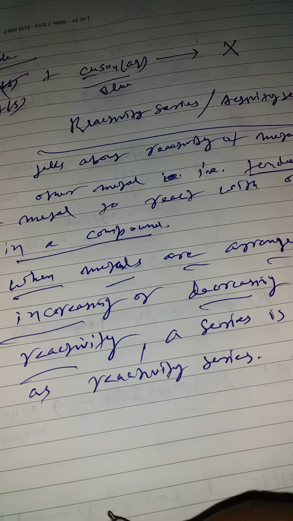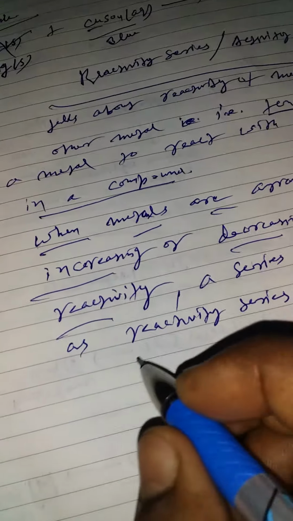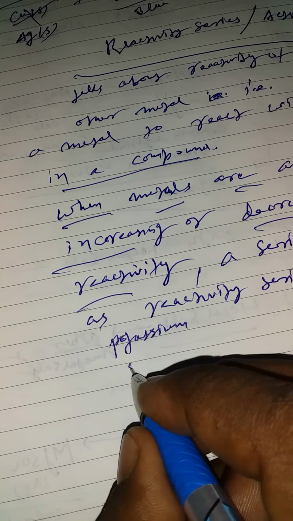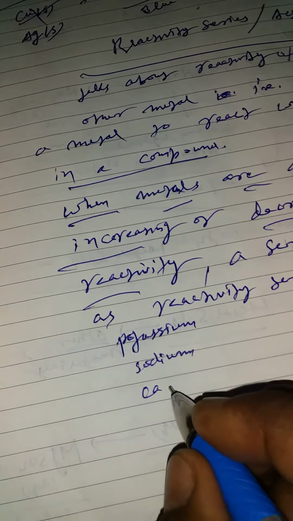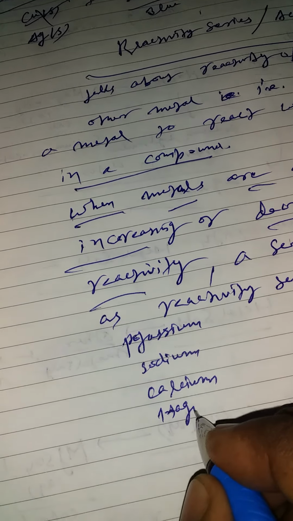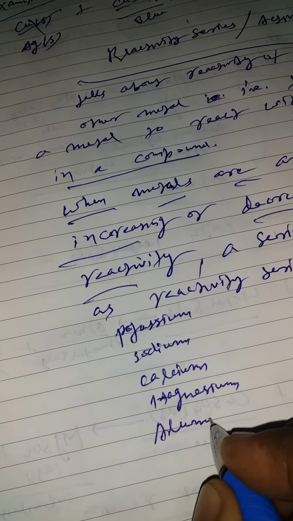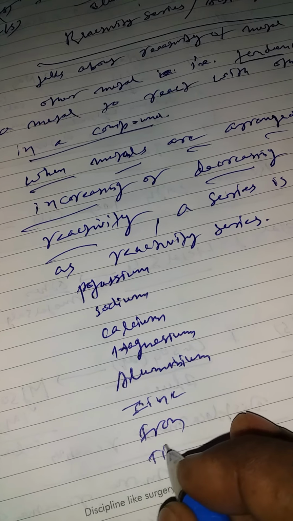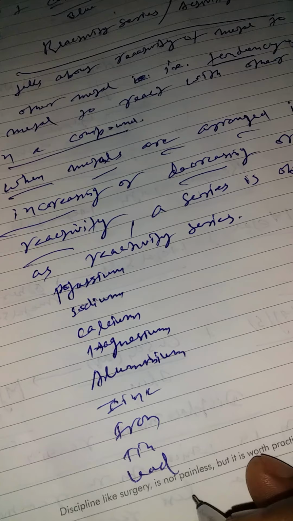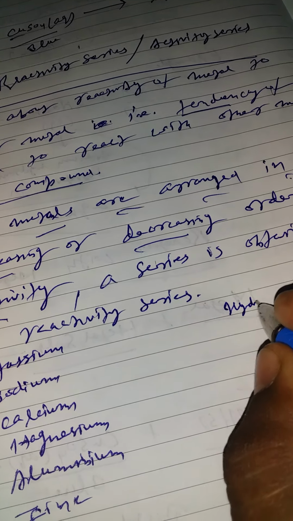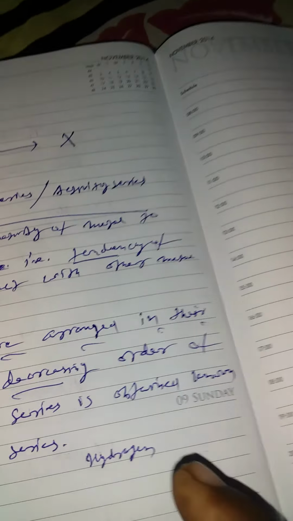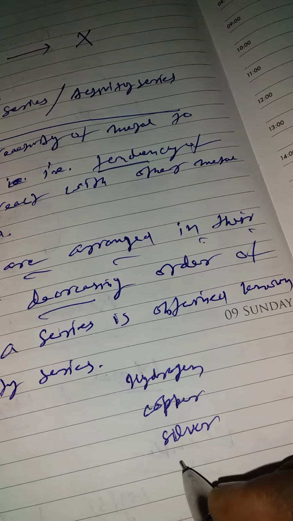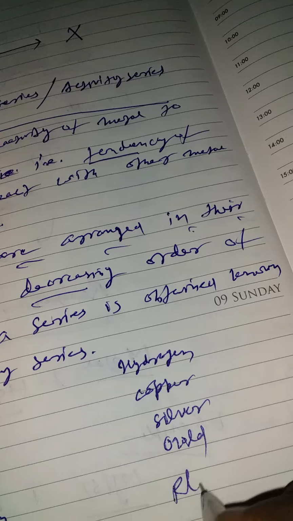So, in reactivity series the metals are potassium, sodium, calcium, magnesium, aluminum, zinc, iron, tin, lead, hydrogen, copper, silver, gold, platinum.